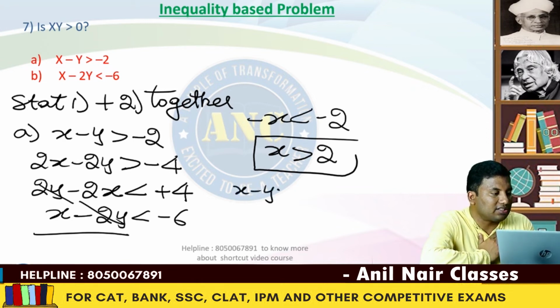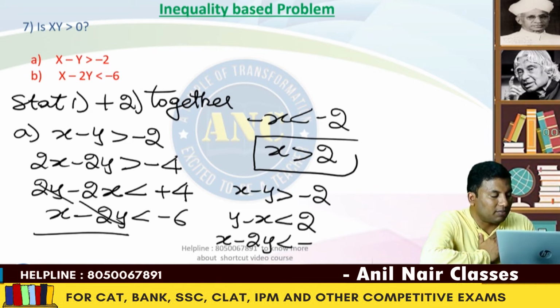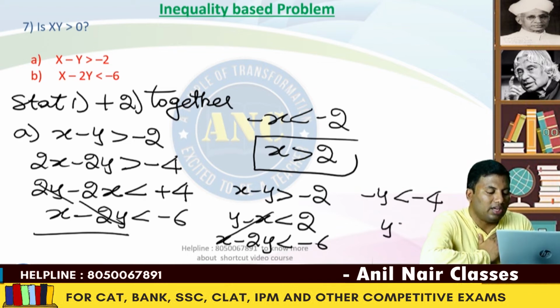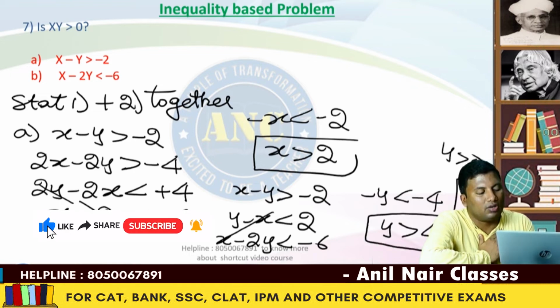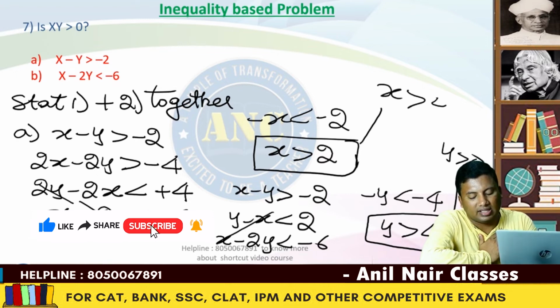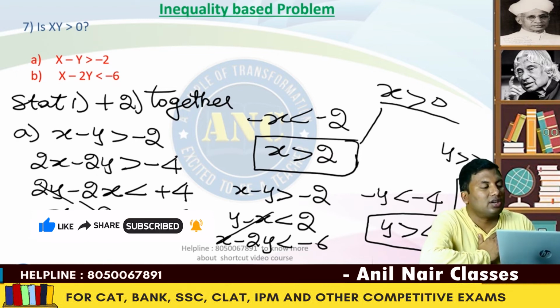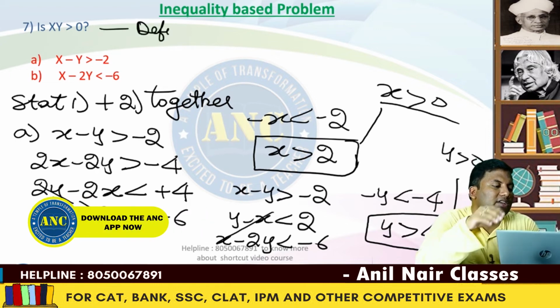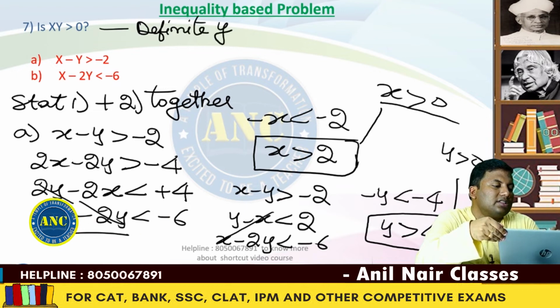x minus y is greater than minus 2, y minus x is less than 2. x minus 2y is less than minus 6. Add it. Minus x plus x cancel. Minus y is less than minus 4. y is greater than 4. y is greater than 4 means y is greater than 0. x is greater than 2 means x is greater than 0. x is greater than 0, y is greater than 0, greater than into greater than. Answer is a definite yes.